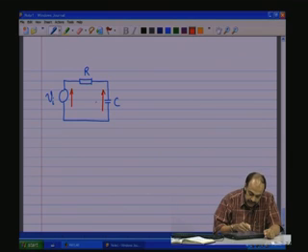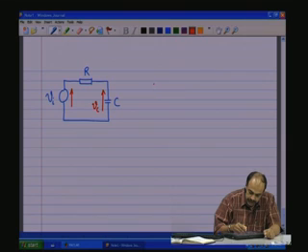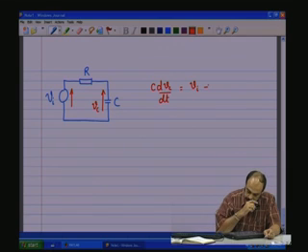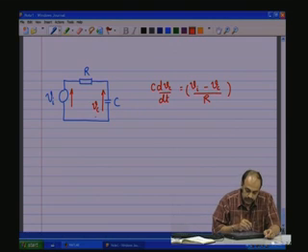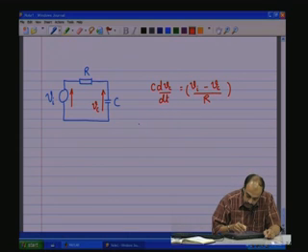You have the voltage across C and it is a state variable, and there is one equation here which is given by C dVc by dt, which is equal to Vi minus Vc by R. So, C dVc by dt is the current through the C, which is nothing but Vi minus Vc by R.